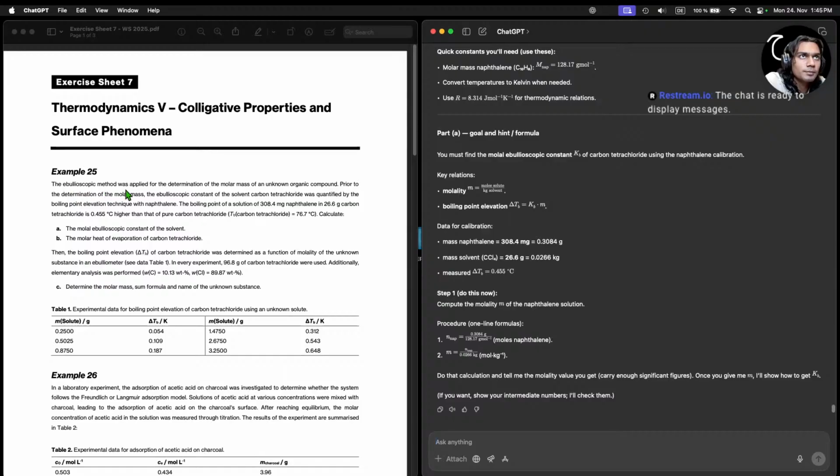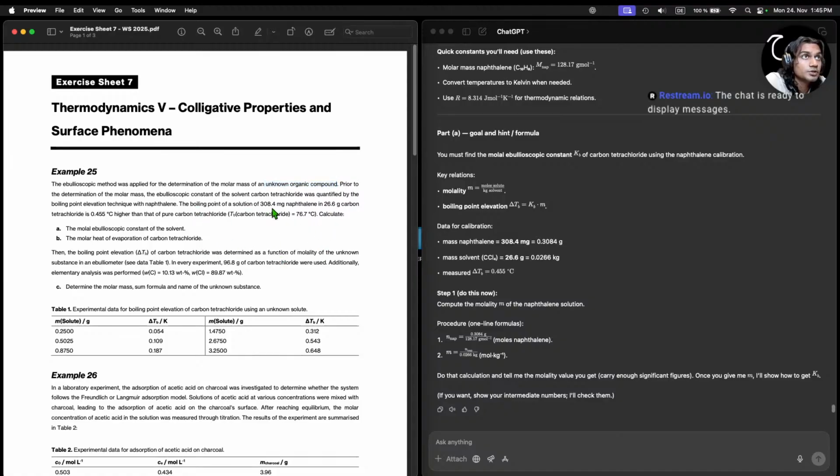The ebullioscopic method was applied for determination of the molar mass of an unknown organic compound. Prior to the determination of molar mass, the ebullioscopic constant of the solvent carbon tetrachloride was quantified by the boiling point elevation technique with naphthalene. So the solvent is carbon tetrachloride. The boiling point was elevated using naphthalene, and we have an unknown organic compound.